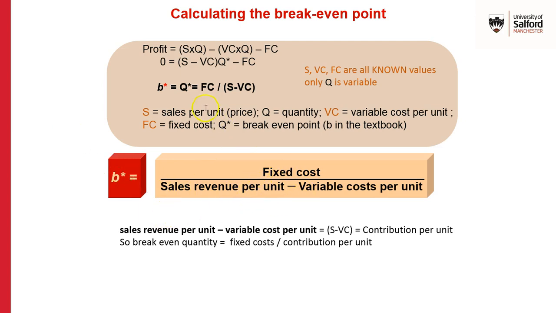Fixed cost, which is that, divided by sales revenue per unit minus variable cost per unit, which is that, and that's the dividing sign. And this is it in words. And I introduced the term contribution per unit to summarize this. It's just a convenient way of naming this on the denominator side.